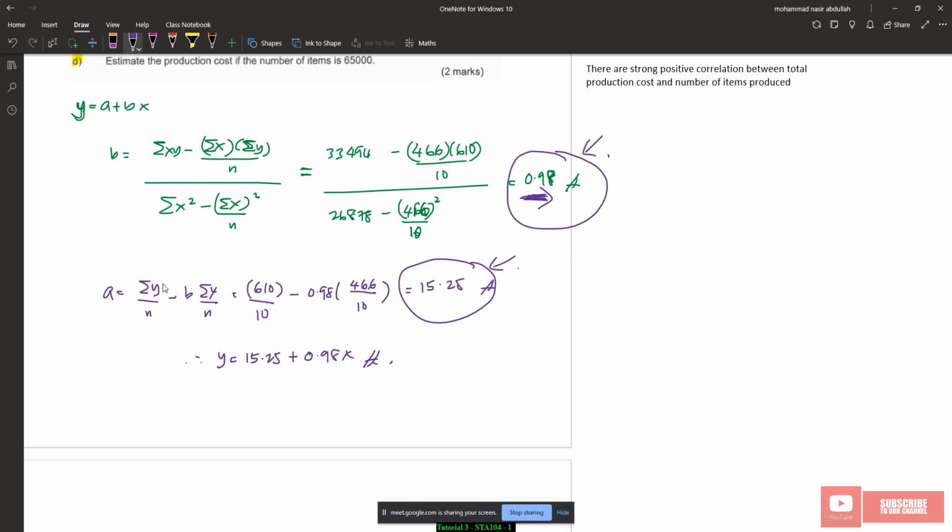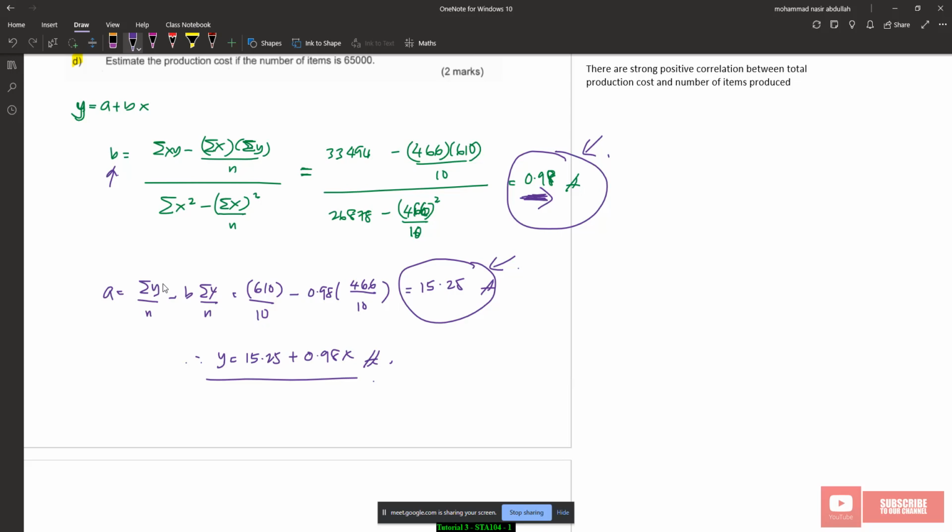Sebab apa kat sini jadi 15.25 ni? Sebab kalau kita bundar kat sini, dia akan jadi the different value. But kalau kita ambil the direct value, the exact value from B daripada calculator, so we will get 15.25 something lah. So that's why we bundarkan siap-siap. So this is the final answer.